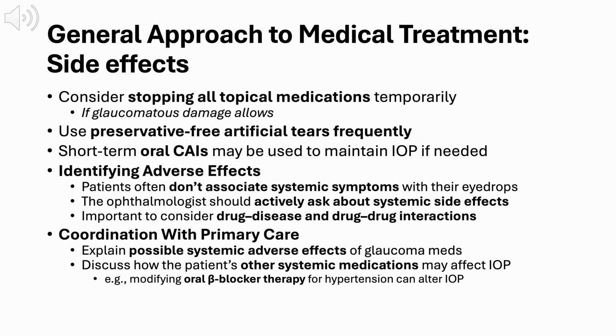Finally, coordination with primary care is key. Discuss the potential systemic impacts of glaucoma medications and how other treatments might influence IOP. A good example is the interplay between oral beta blocker therapy for hypertension and topical beta blockers. Adjusting one can unintentionally affect the other's efficacy or safety.